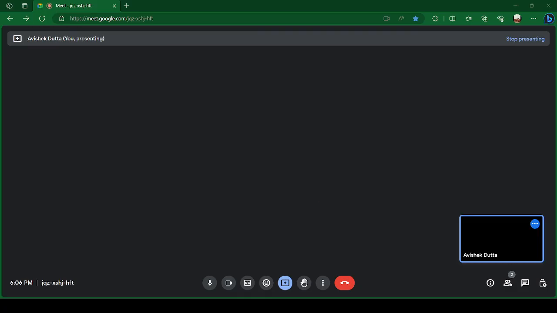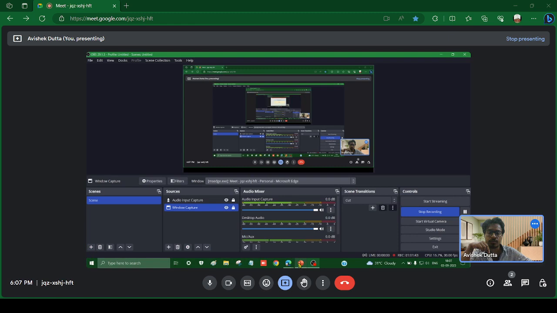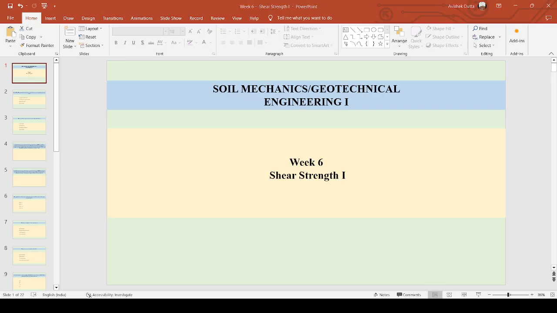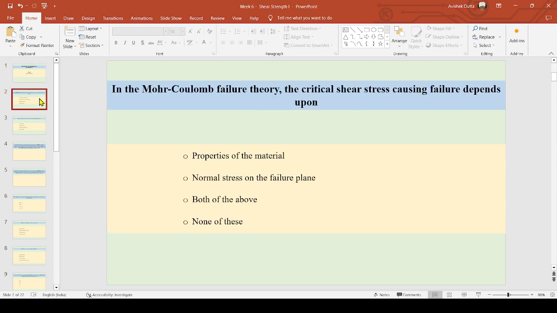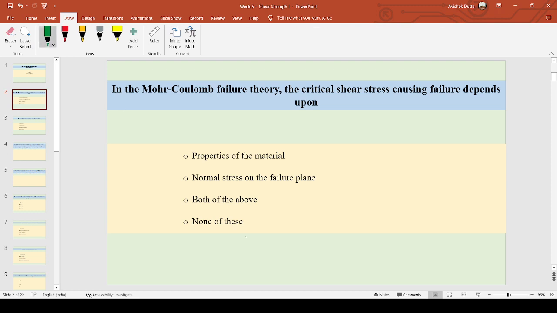Okay, so I'll be starting with the solutions of this questionnaire. I'll explain the solutions along with the concepts behind them. So the first question was, in the Mohr-Coulomb failure theory, the critical shear stress causing failure depends upon. The correct answer is that it depends upon both the properties of the material and the normal stress on the failure plane.